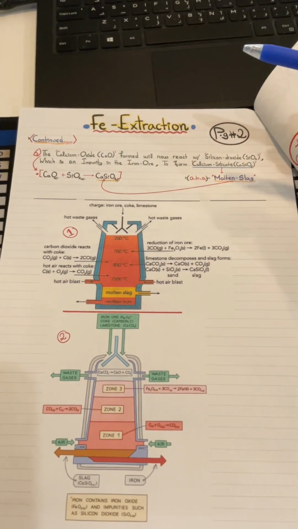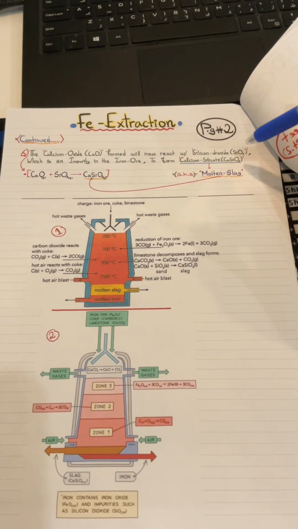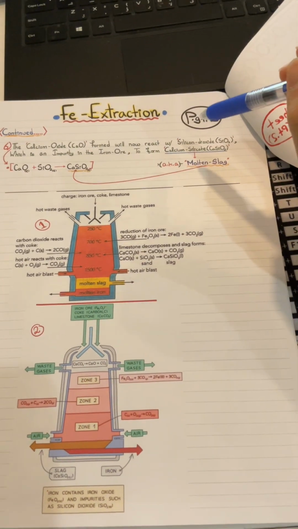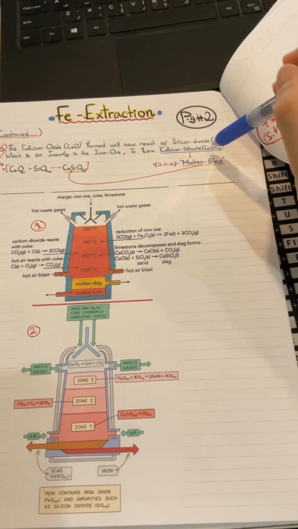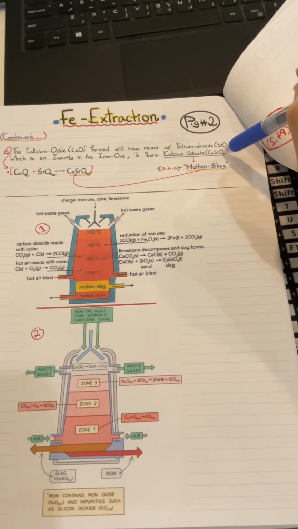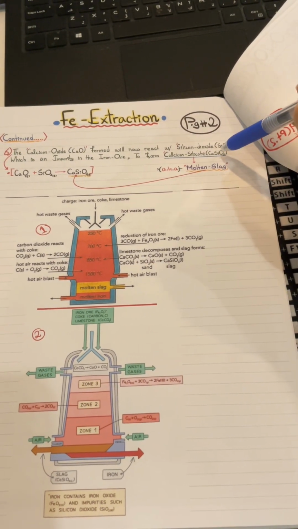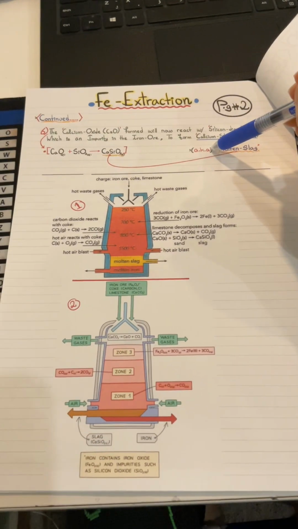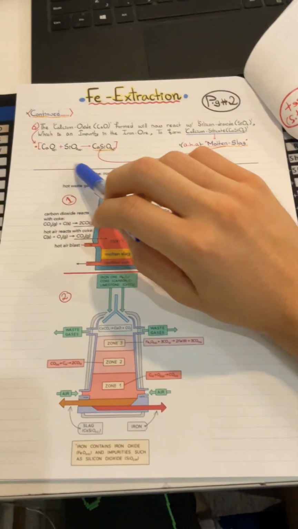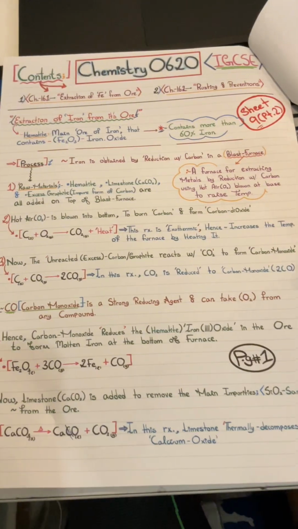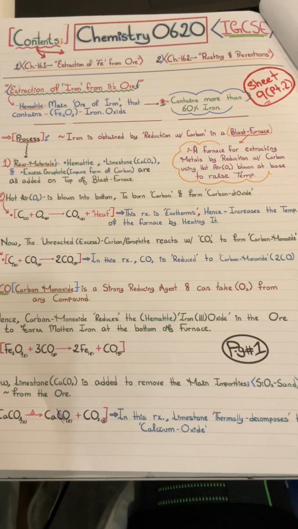This calcium oxide that is formed will now react with silicon dioxide, an impurity in the iron ore, and it will form calcium silicate, CaSiO3, which is also known as molten slag. We will learn more about this in the next page. So calcium oxide reacts with silicon dioxide to form calcium silicate. I'm not going to stop there. I'm going to repeat the process in a brief summary, okay?